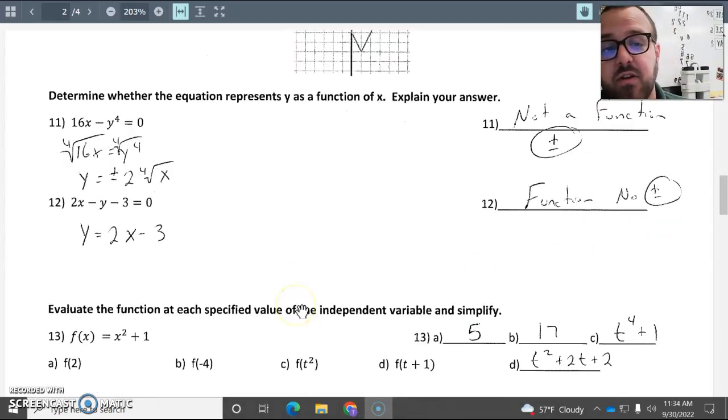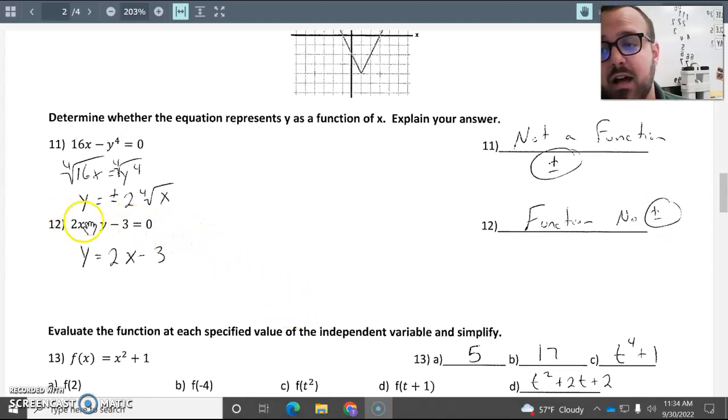And then whether something's a function or not. As we said in class, what we're looking for is that plus or minus showing up. That happens when you have roots that aren't odd, meaning even roots. For this one, to get y by itself, I'm doing a 4th root, but it's on x here. When I do that root, I get the plus or minus. Because it's an even root making that plus or minus show up, it's not a function. For the other one, when I get y by itself, I don't get that plus or minus, so it is a function. So you're looking out for those even roots that make the plus or minus show up and make something not a function.